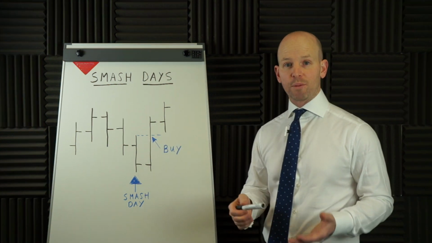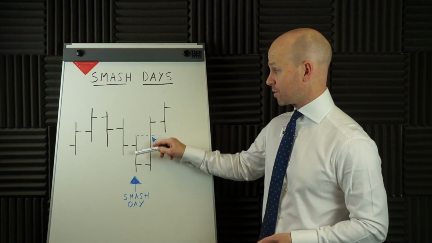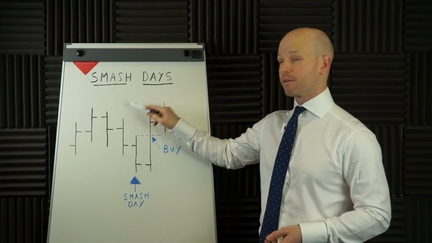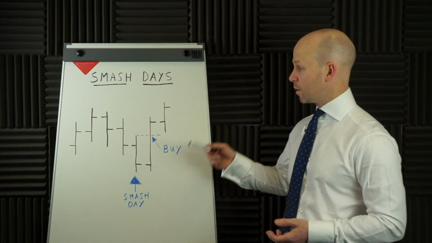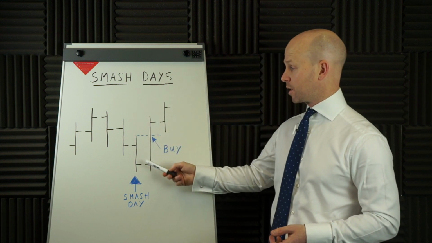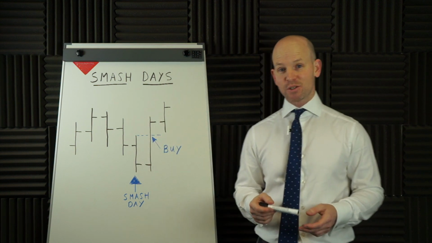And of course, the opposite for shorts. For shorts, for a smash day, we want to see the close above the high of the previous bar. And then on the very next day, we place a sell stop order at the low of the smash day. So really, really easy to identify.